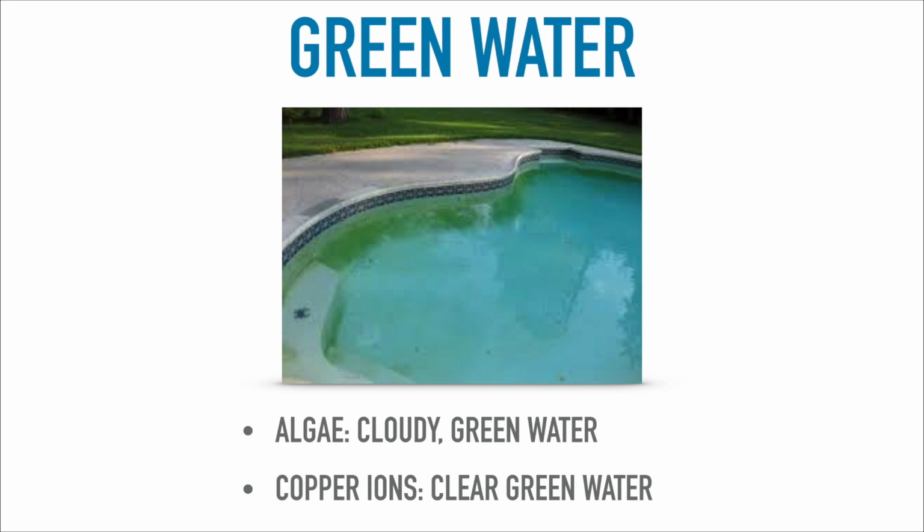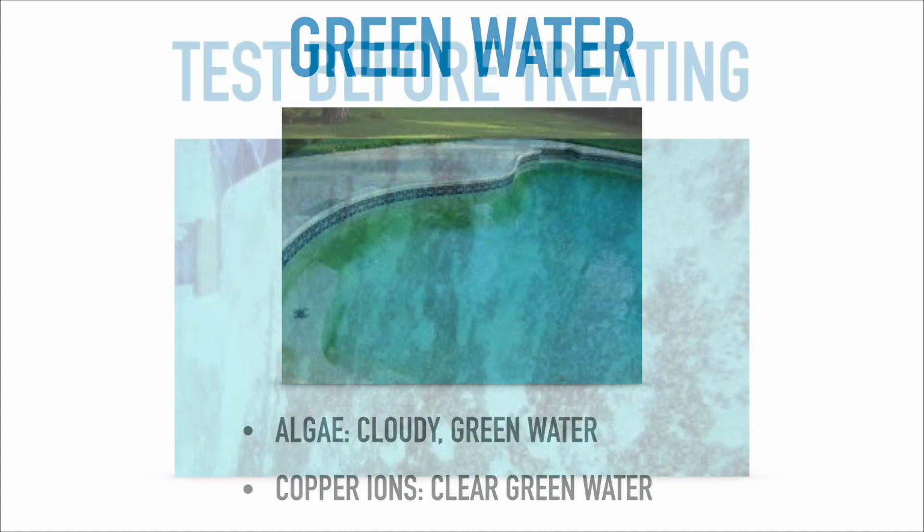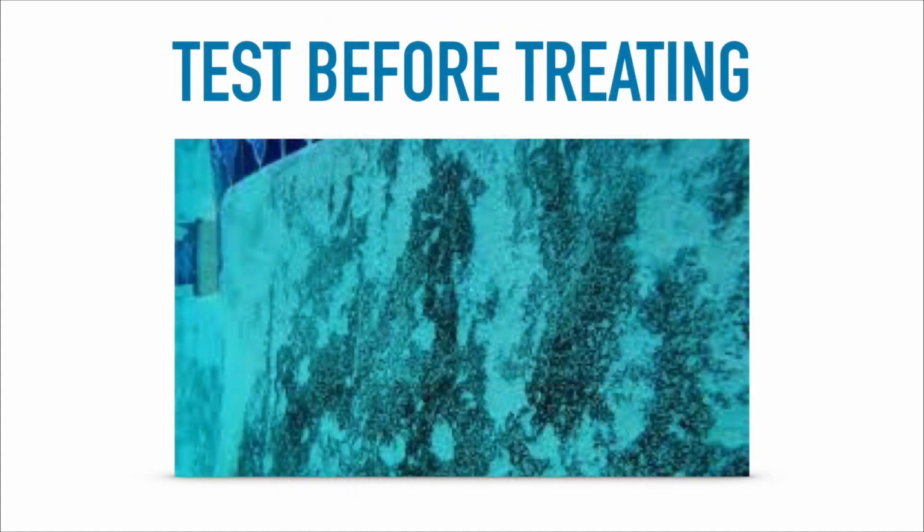With cloudy green water, you chlorinate. That's the simple process, is chlorination will kill off algae and clear up your water very quickly. But if your water is clear, it's copper, and you do not want to chlorinate copper ion water. If you chlorinate, it will cause this global scale staining inside of your facility. So make sure that you check if that water is clear or cloudy.